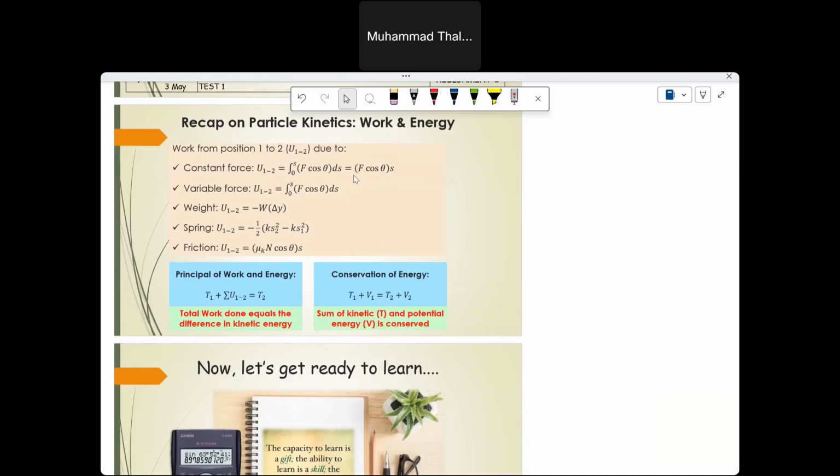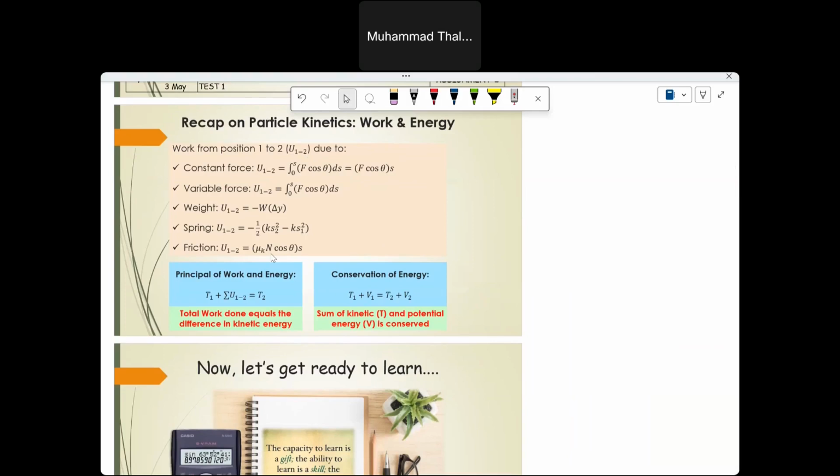So then you have work due to weight, okay? Then you have spring work, and then you have work due to friction. So friction-wise, you need to calculate the normal force. Although the normal force is perpendicular to the direction of motion and will not result in any work, it is useful to find the friction force, because friction force depends on the normal force, right?